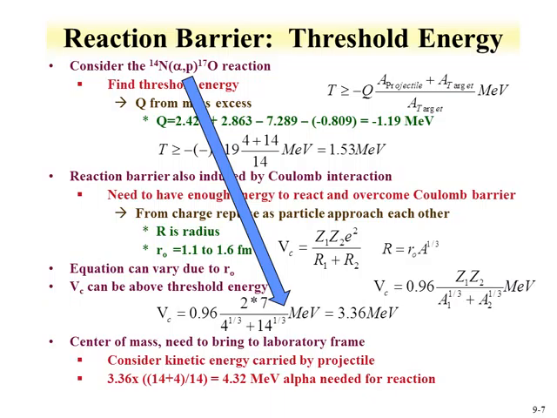This is a center of mass equation, and we need to convert this into a laboratory frame, so we multiply the terms by the ratio of the target plus projectile divided by the target. We see that what's needed in the laboratory is an alpha particle with an energy of about 4.3 MeV for this reaction to occur, which is what Rutherford was able to see.